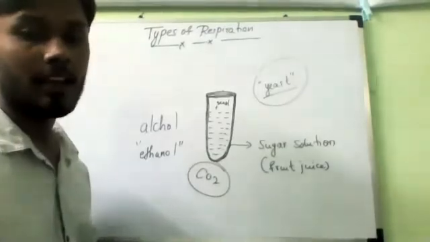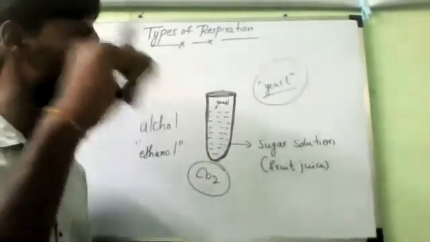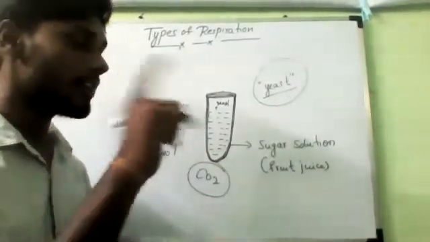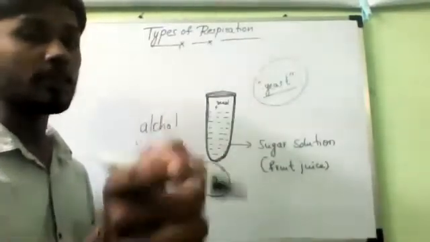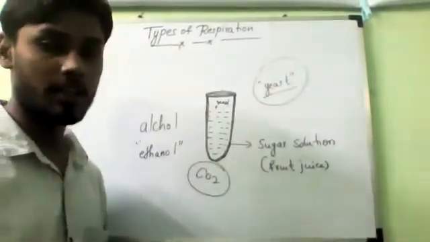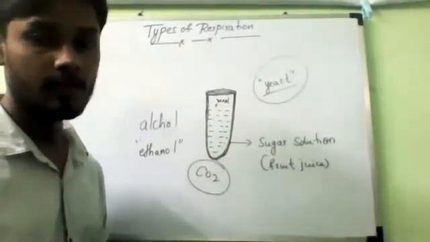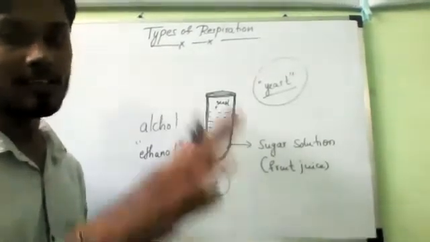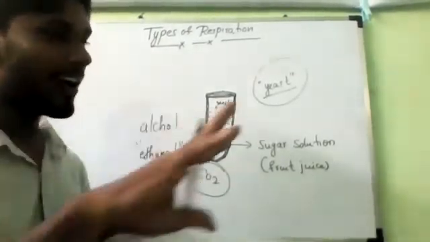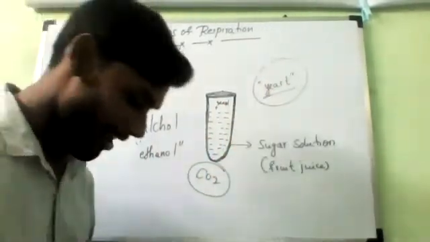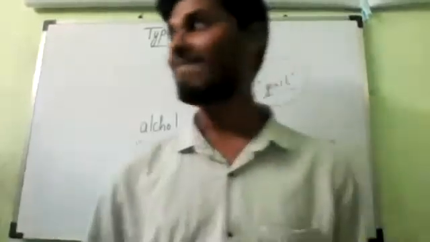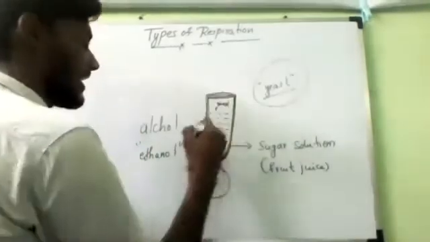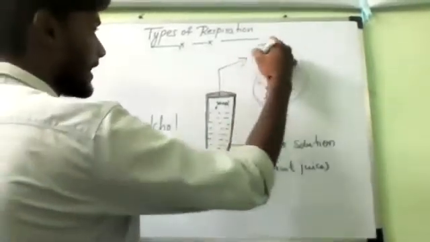We have one process, if you remember chemistry chapter 1, chemical reactions and equations. There, if you pass carbon dioxide into something, it turns into a thick, white, milky substance. Can anybody remember that? Let me see who is remembering. How can we test that carbon dioxide is evolving in this reaction? Please remember and tell me.